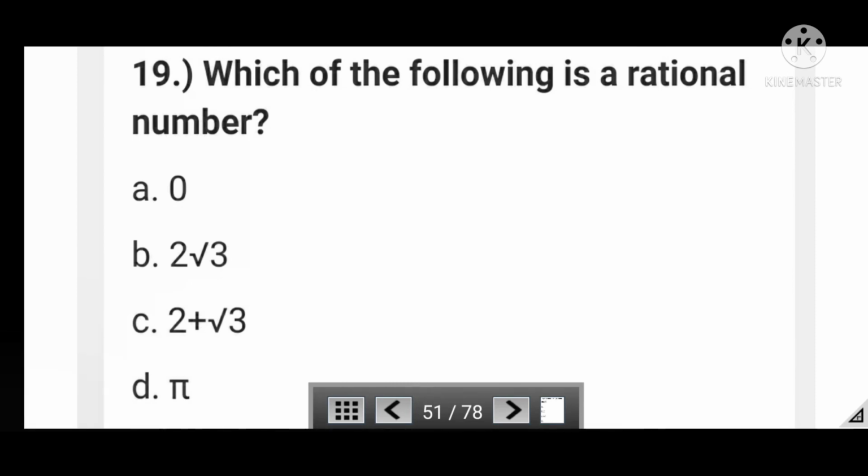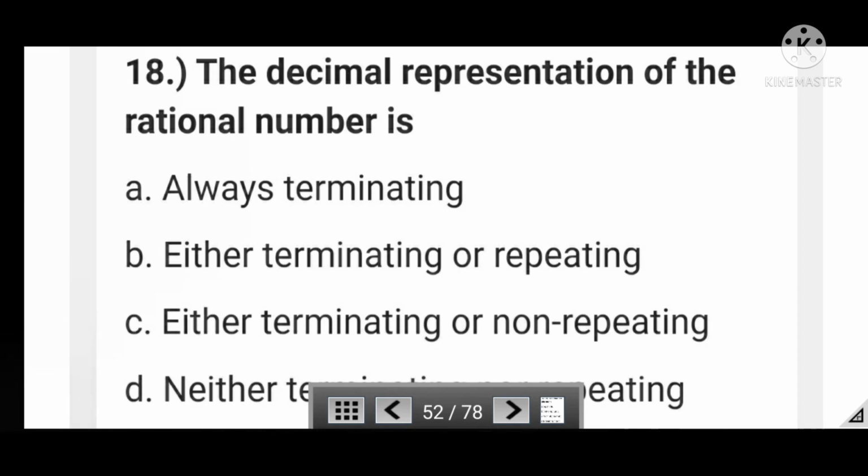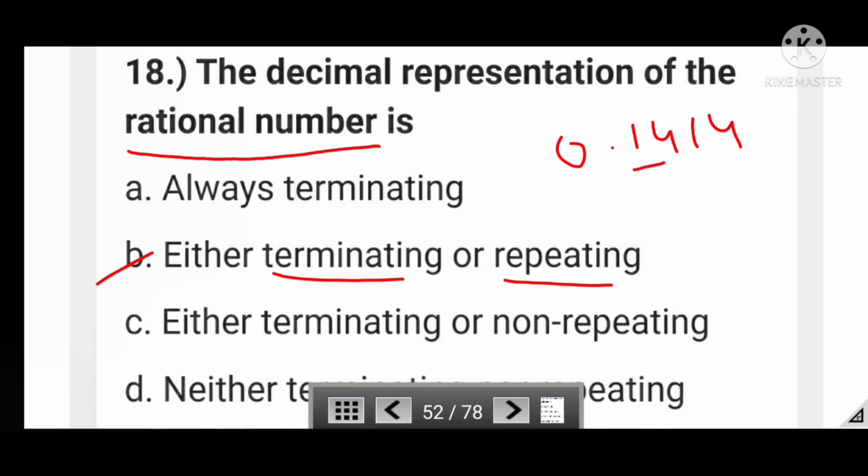Next question. Which of the following is a rational number? Now checking for the rational number. The answer is 0, because all others are irrational numbers. Next question. The decimal representation of a rational number is, and the answer is either terminating or repeating. The decimal representation of a rational number is like 0.1414, that is repeating, or 0.15, that is terminating.